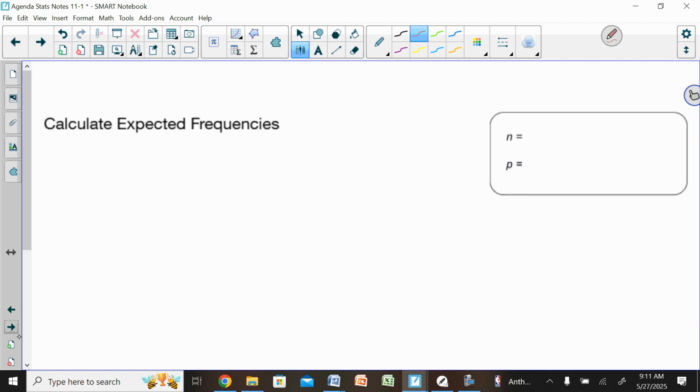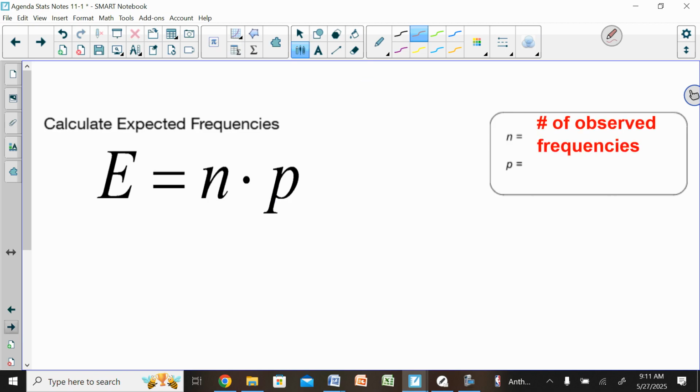So in order to calculate expected frequencies, so this is what we think is going to happen, and we're going to compare it to what did actually happen. So to calculate our expected frequencies, it's a pretty simple formula. E for expected equals n times p. Remember, n is our number of observed frequencies times the probability or percentage for that category.